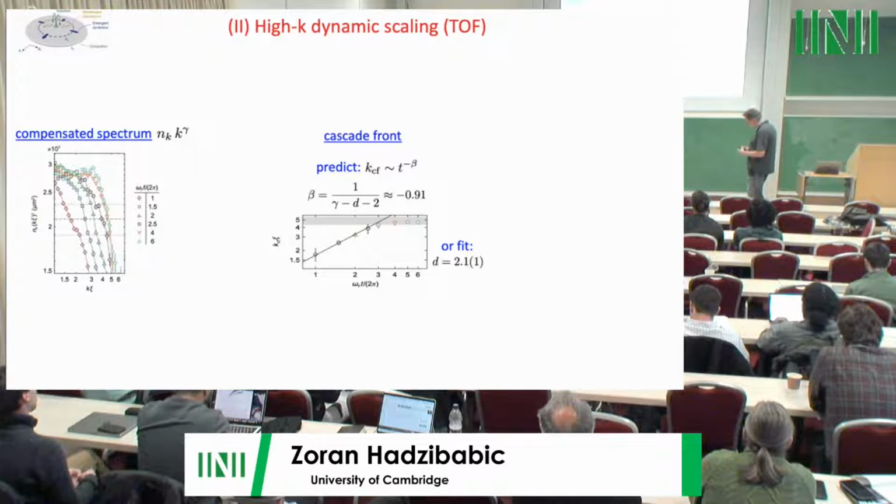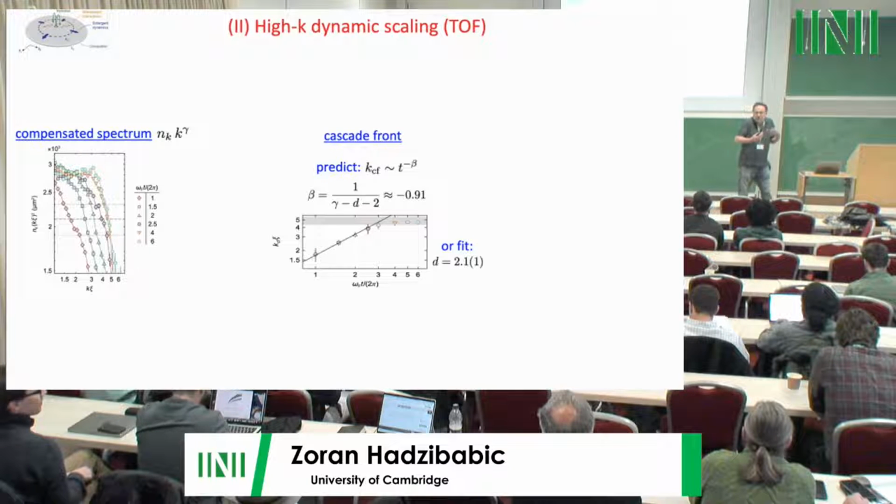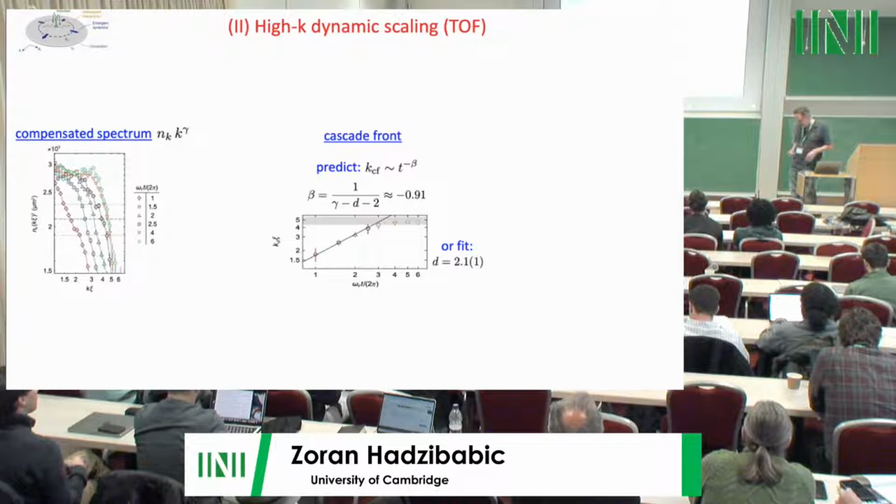Or you could turn this around and say I measure both gamma and beta. And so for the dynamics of the cascade front, I can extract the effective dimensionality of the system. In this case, it's not particularly interesting. It's just 2, because we made it 2. But for the future, it's maybe an interesting tool to look at some dimensional crossover, something that is in between 2 and 3 dimensions.